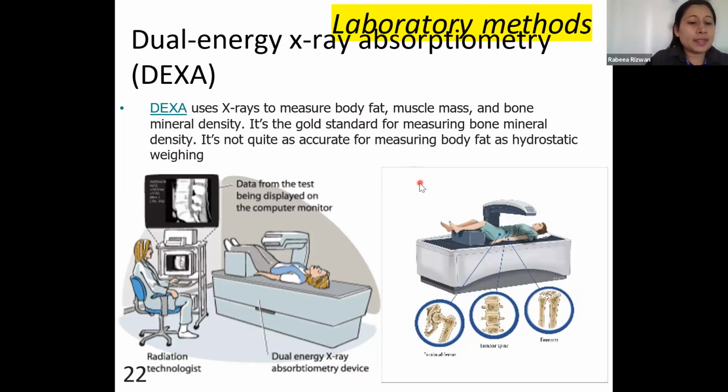Now another is coming, DEXA. What is DEXA? DEXA stands for dual X-ray absorptiometry. It means two X-ray radiations are thrown at a part of the body to evaluate, by the reflections and refractions, the body density of that part, such as to evaluate the bone, osteoporosis, or the body composition: body fat, muscle mass, and bone mineral density. It is also a gold standard for measuring bone mineral density.